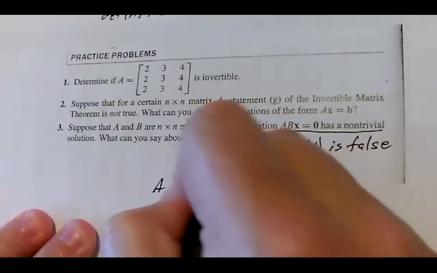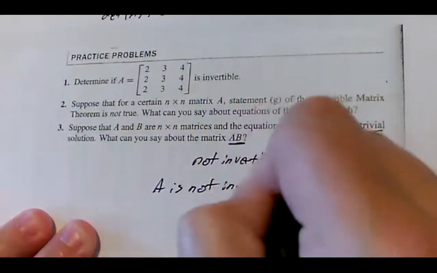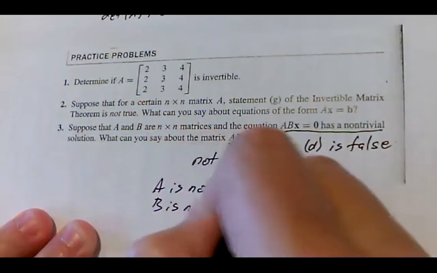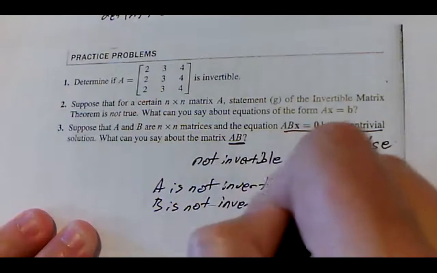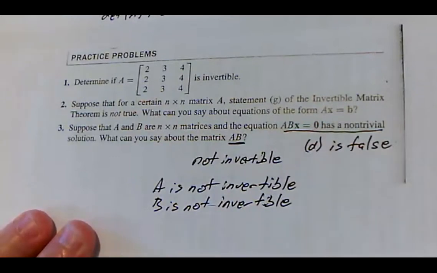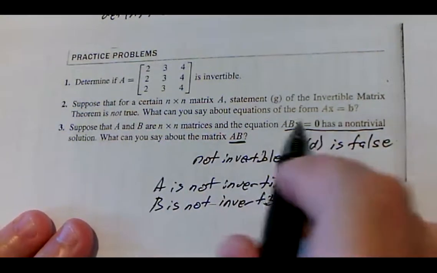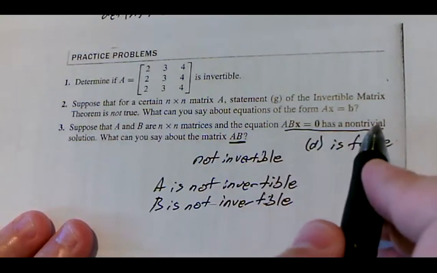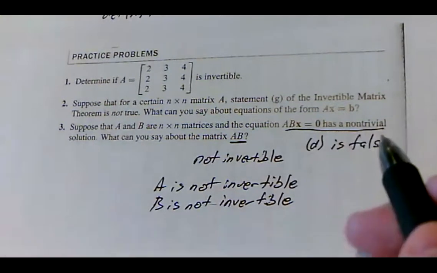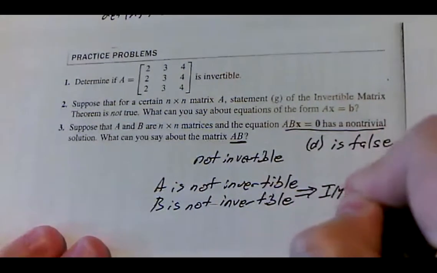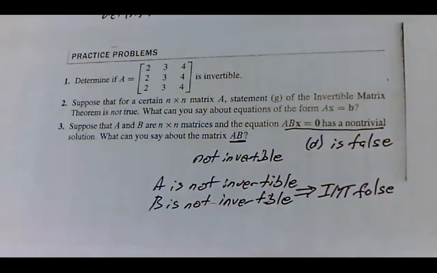A is not invertible. B is not invertible. And continuing on, A not invertible, B not invertible. I get all those properties for B. The columns of A are dependent. AX equals 0 has a non-trivial solution. BX equals 0 has a non-trivial solution. I get the entire IMT is false. Okay, all those statements are also false.